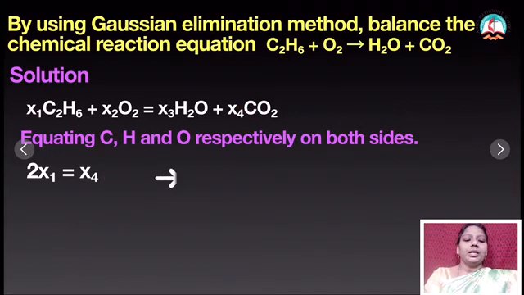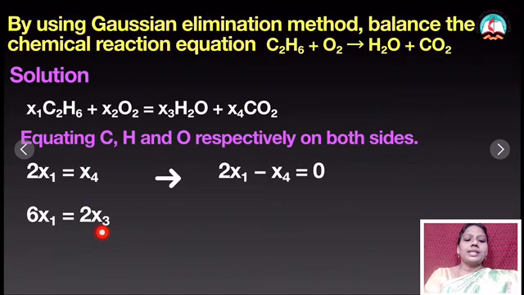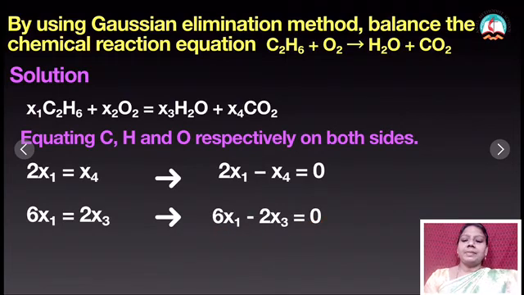Next, I am going to equate hydrogen. If I am equating hydrogen, you just look, there are 6 hydrogens. So, 6x1 is equal to this side 2 hydrogen. Therefore, we can get the value as 6x1 is equal to 2x3. Here we simplified this equation. I just brought it to the left side. Now here also I can simplify this, so if I am simplifying this, I get the value like this.